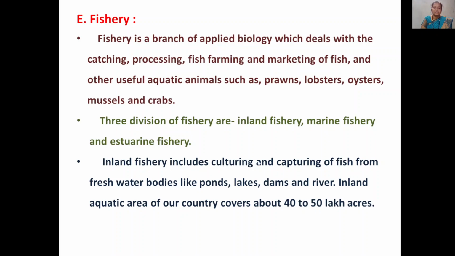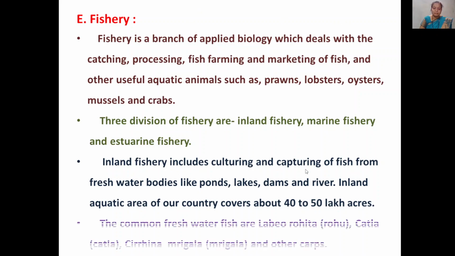Inland fishery includes culturing and capturing of fish from freshwater bodies like ponds, lakes, dams, and rivers. Inland aquatic area of our country covers about 40 to 50 lakh acres. Inland fishery means generally freshwater fishery. The common freshwater fish are Labeo rohita, that is Rohu, Catla, Cirrhina mrigala, that is the Mrigal, and other carps.